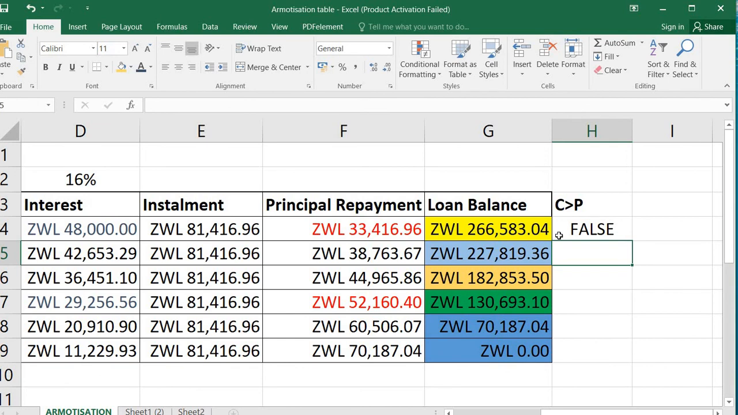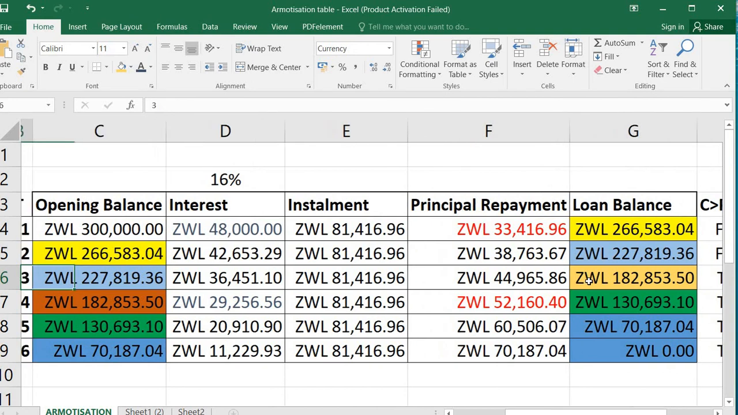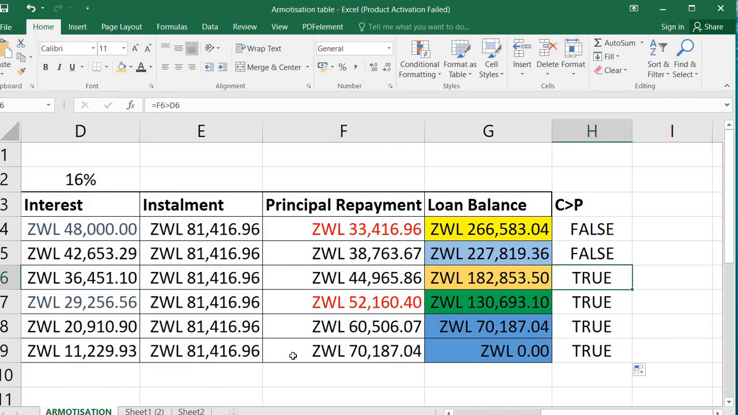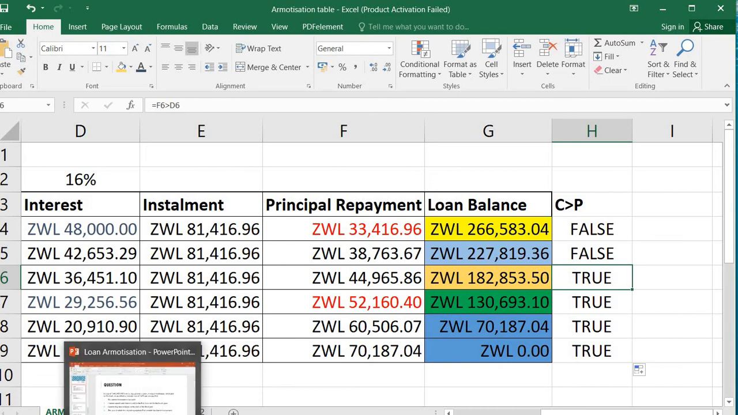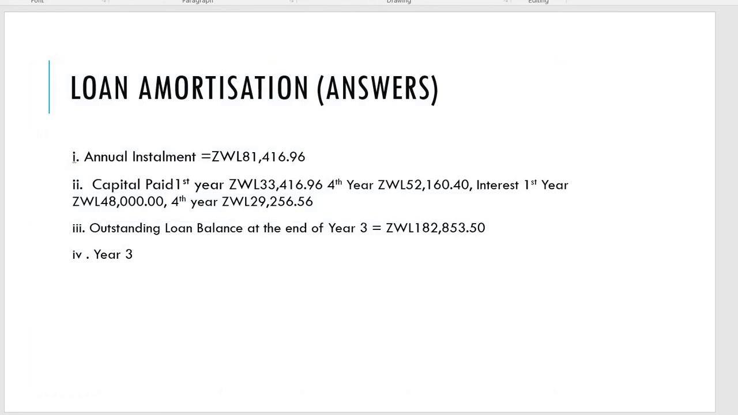Let's see. So in that year it's false, it's not exceeding interest. We can drag and see where we have our first true. Now our first true is in year, which year is this now? It's in year 3. Okay, so the answer to that is year 3.